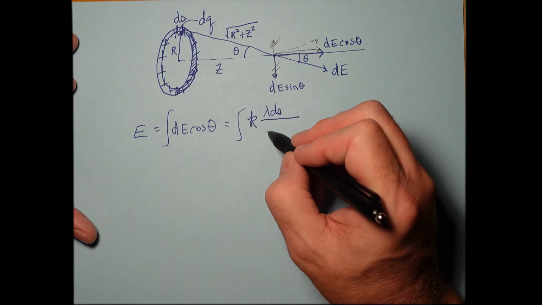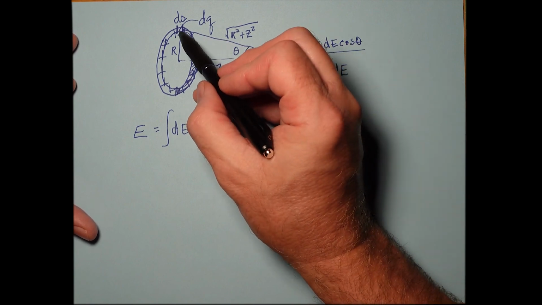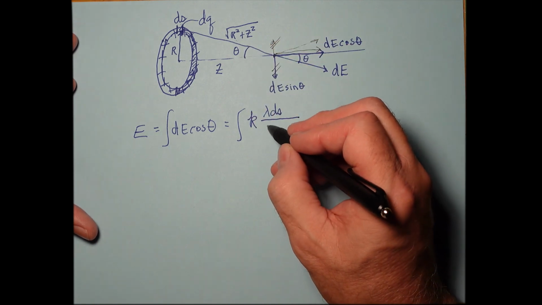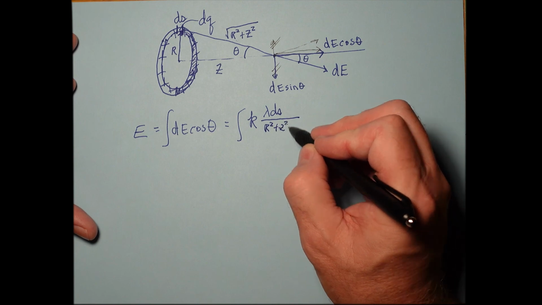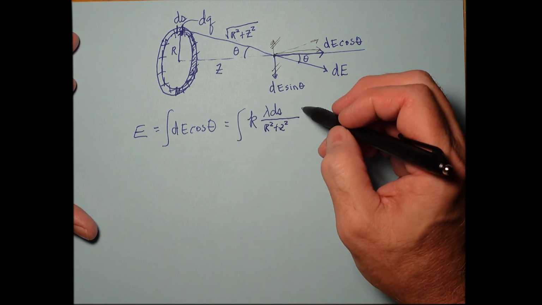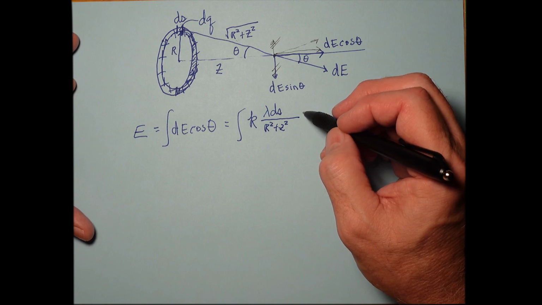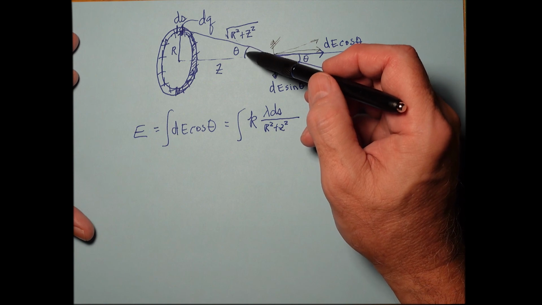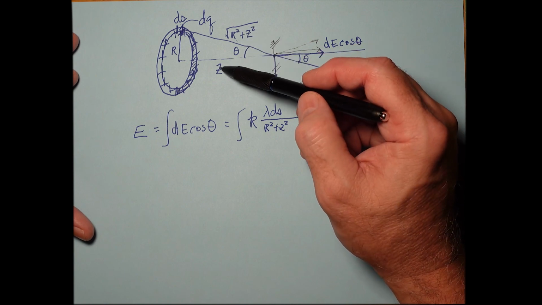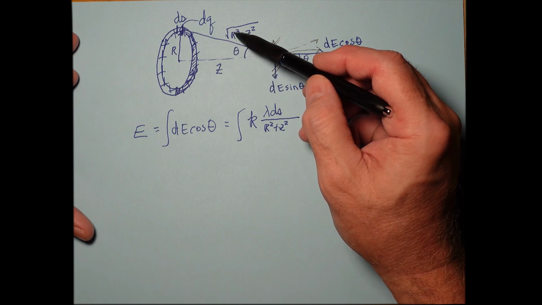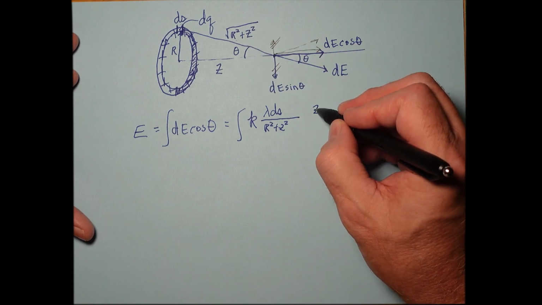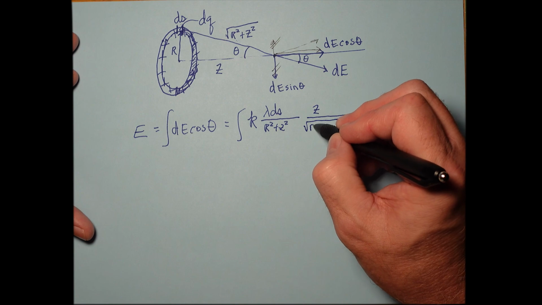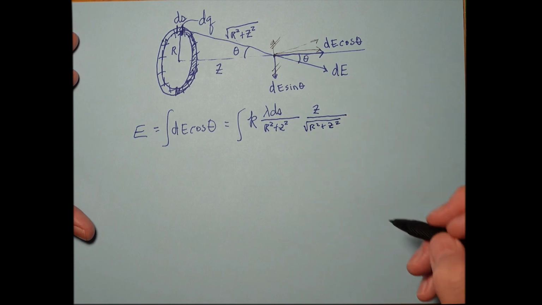Divided by r squared. Well, what's r squared? This is the distance away. So when we square that, we're left with r squared plus z squared, times the cosine of theta. Now, this is theta, and remember it's a fixed value. Cosine of theta is going to be adjacent over hypotenuse, so it's going to be z over the square root of r squared plus z squared.